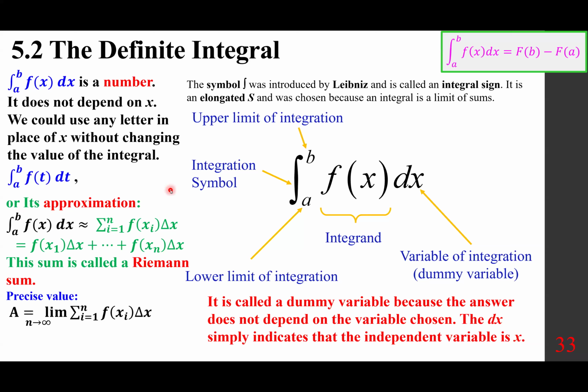The integral from a to b of f of x dx is approximated by the Riemann summation of f of x sub i delta x as i goes from 1 to n, which is this one. The sum is called a Riemann sum. The precise value is when we take the limit of that and we let n go to infinity. The limit of the summation, i going from 1 to n, of f of x sub i delta x as n goes to infinity. This is the precise answer.